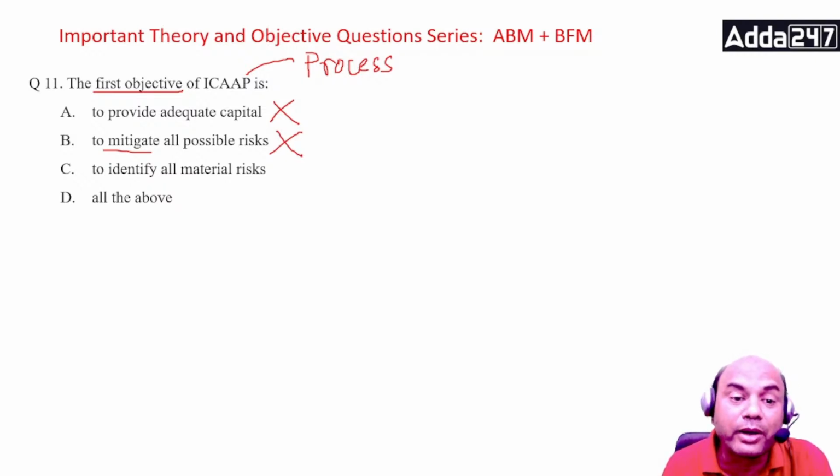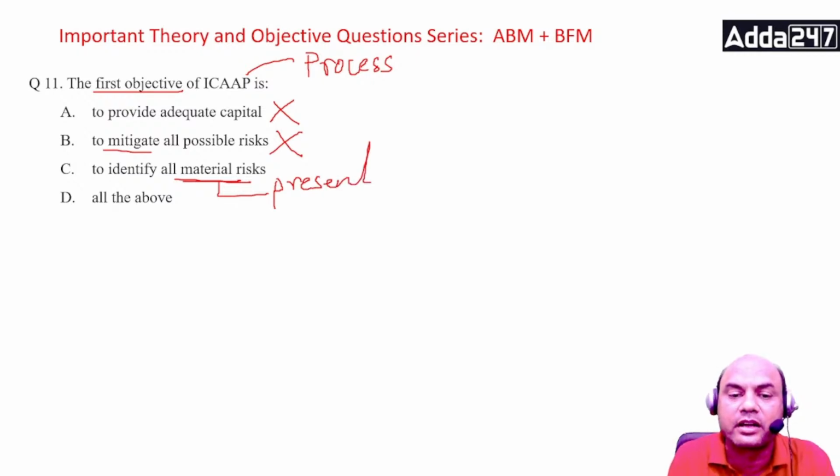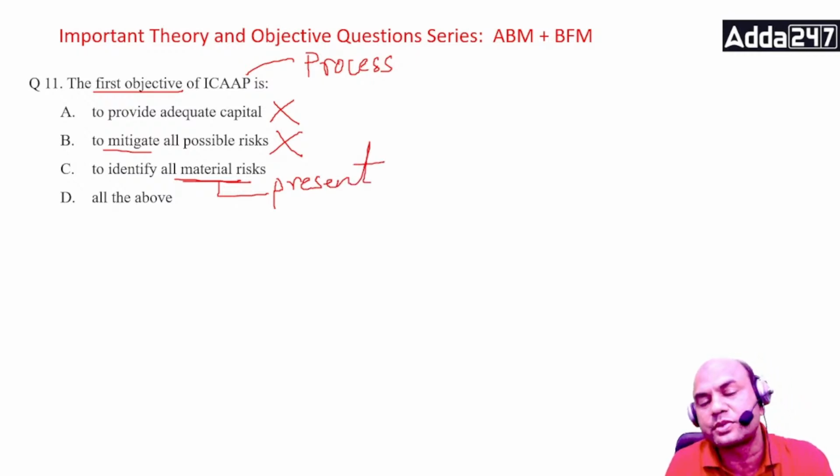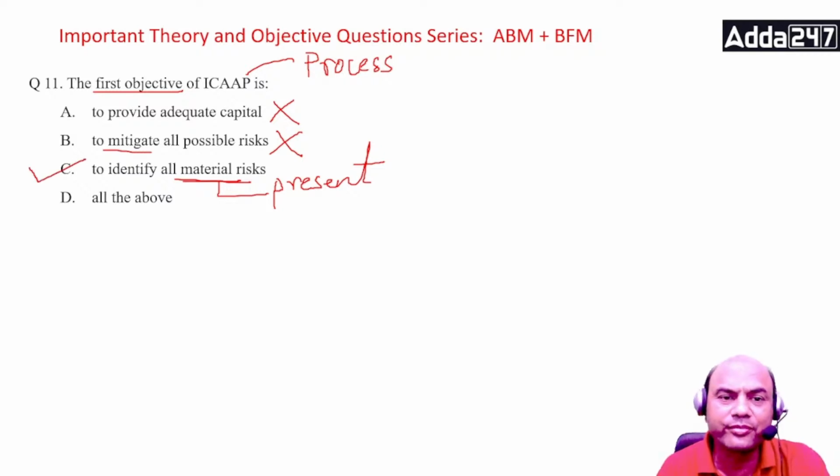Identify all the material risks. Material means what? This is known as the present situation. Material word means present. Identify all the present situations. Of course, in August 19, you couldn't have predicted COVID. But in that scenario, whatever risks were available at that time, you could have predicted. So that is the answer, C. Okay? Clear? Type yes in the comment section if you have understood up till now. Everyone type yes. Okay?